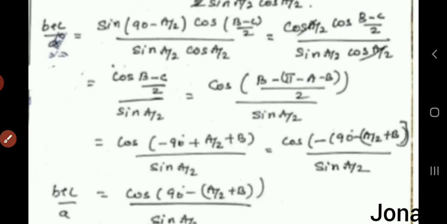And then here we can cancel these two terms, cos A by 2 and cos A by 2 will get cancelled. The remaining thing is cos of (B minus C) by 2 divided by sin A by 2. Now C can be written as pi minus (A plus B), isn't it? That means pi minus of (A plus B).